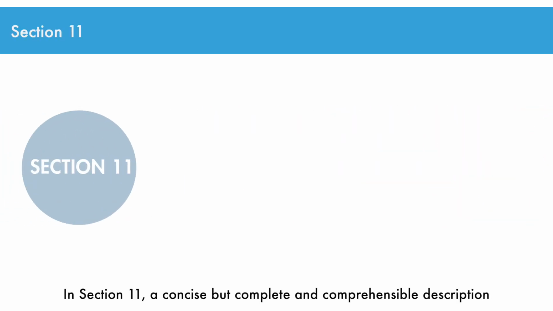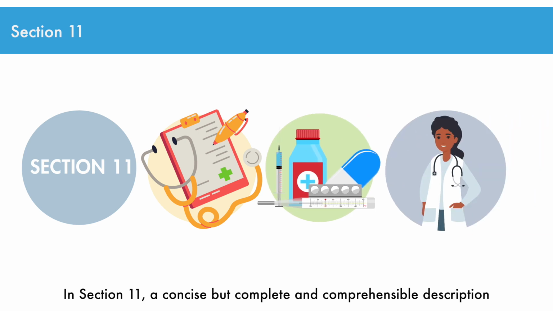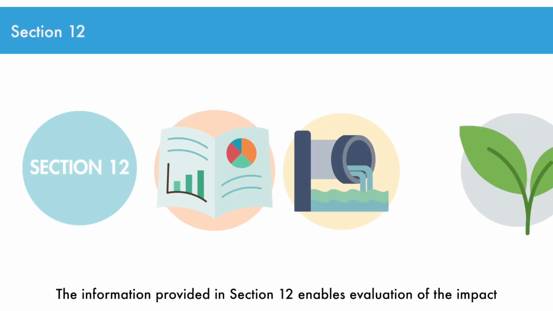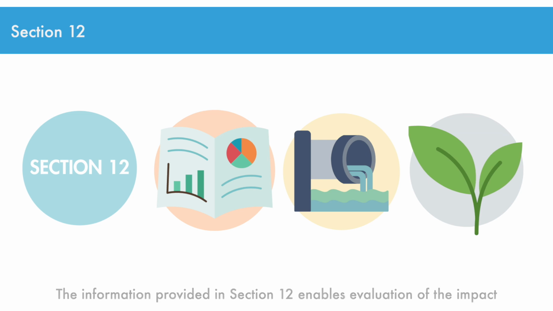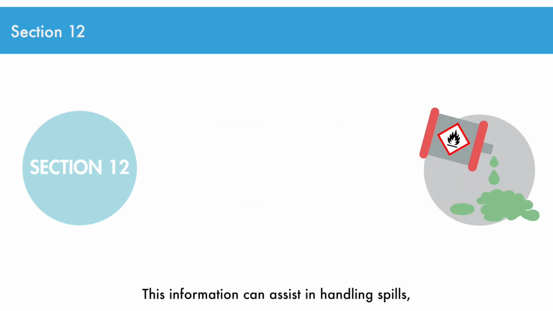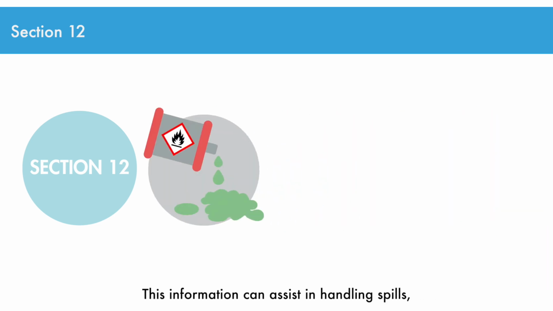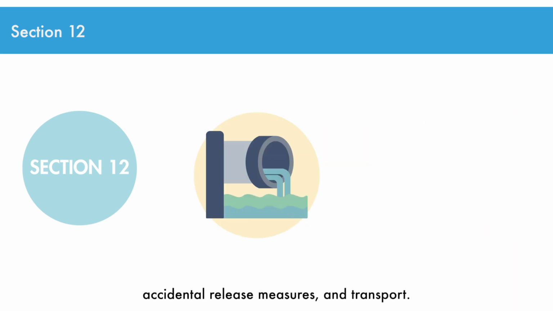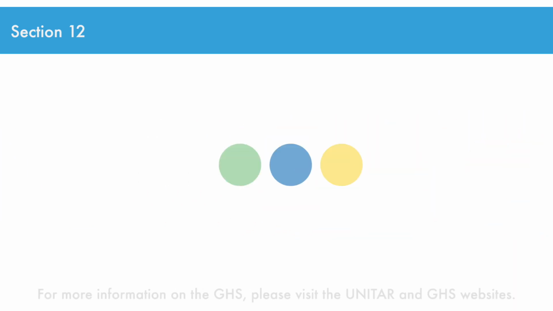In Section 11, a concise but complete and comprehensible description of the various health effects and the available data used to identify those effects should be provided. The information provided in Section 12 enables evaluation of the impact of the substance or mixture if it is released to the environment. This information can assist in handling spills and evaluating waste treatment practices, control of release, accidental release measures, and transport. For more information on the GHS, please visit the UNITAR and GHS websites.